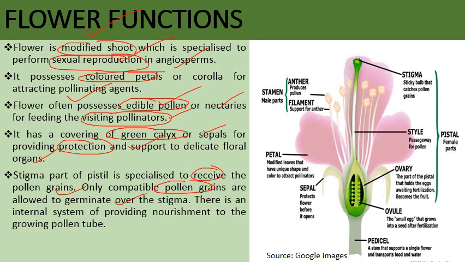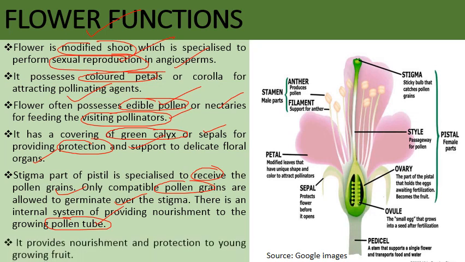Stigma part of pistil is specialized to receive the pollen grains, and only compatible pollen grains are allowed to germinate on the surface of stigma. There is an internal system of providing nourishment to the growing pollen tube in the flower. It provides nourishment and protection to the young growing fruit. So these are some important functions of flower.